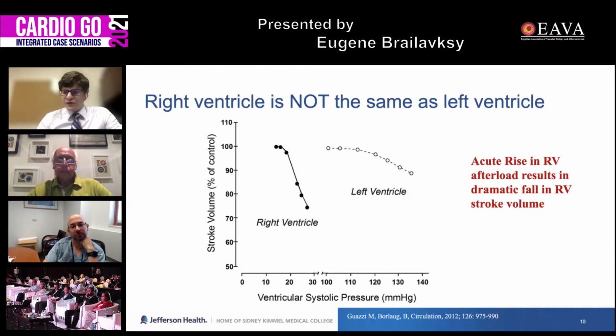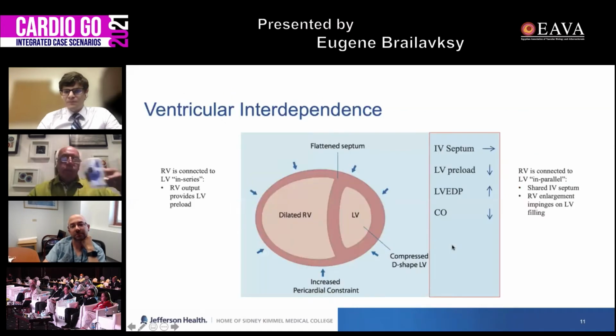They operate on very different pressure-volume curves, and they're coupled to very different circuits, where the LV is coupled to a low compliance, high pressure circuit, and the right ventricle is coupled to a high compliance, low pressure circuit. So you can see that with small rises in blood pressure or ventricular load, the left ventricle can tolerate it over a wide range, whereas the right ventricle acutely fails and there's a big drop in stroke volume.